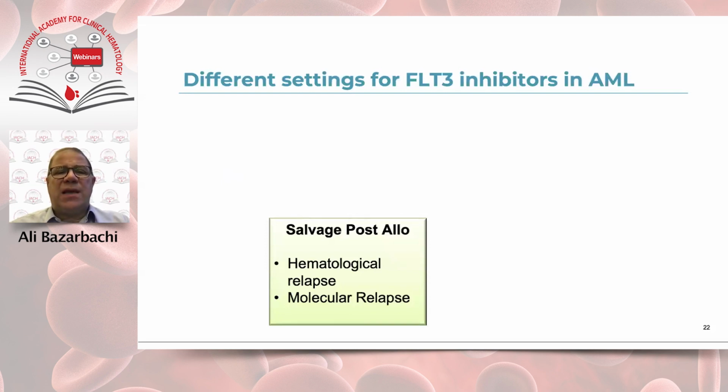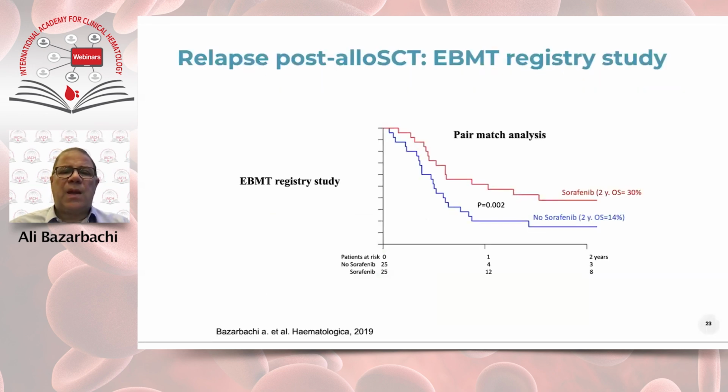The third setting for using FLT3 inhibitors in AML is for salvage post-allo, hematological relapse, and molecular relapse. And you can see here in this EBMT registry study, within the pair match analysis, the 2-year overall survival for patients with FLT3 ITD AML and relapse after allo, 2-year overall survival 30% for patients who received sorafenib as part of the treatment for relapse, either alone or combined with chemotherapy, versus 14% for patients who did not receive sorafenib. P-value was highly significant.